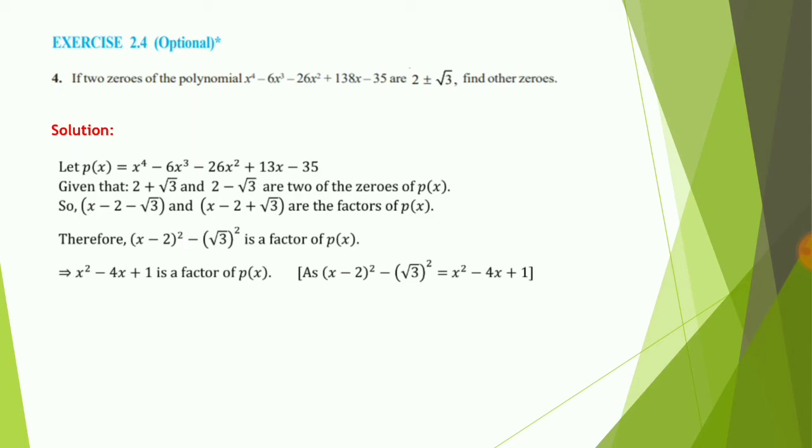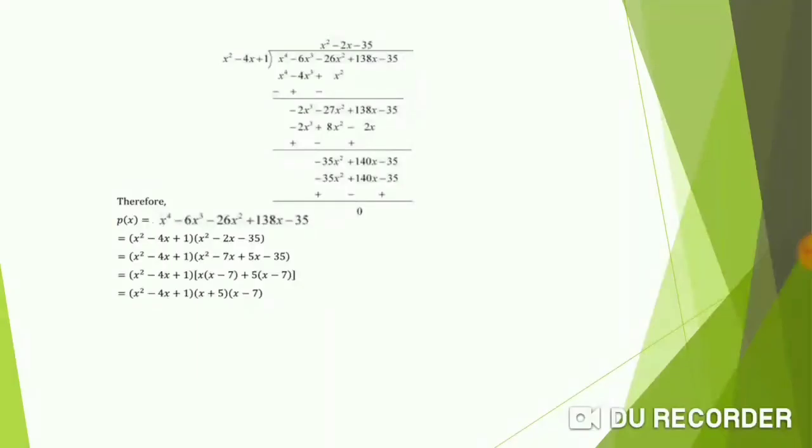So once we found one factor, what we do is we simply divide the polynomial by this factor. The quotient that we get can be factored to get the other factors of this polynomial p(x), and from those other factors we can find out the zeros of the required polynomial. So after dividing the polynomial x to the power of 4 minus 6x cube minus 26x square plus 138x minus 35 by x square minus 4x plus 1, we get the quotient as x square minus 2x minus 35 and the remainder comes out to be 0.